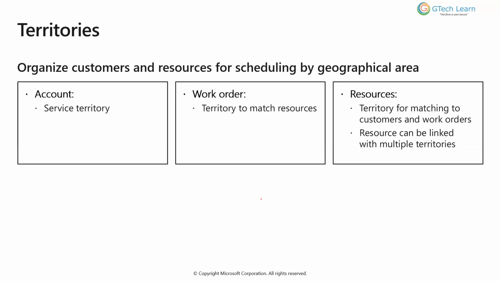So what is a territory? A territory is a kind of division of my geographical area. Like I have a geographical area like the US or maybe India. So these are countries. We know that these are the countries, and inside the countries, if I want to divide them into smaller parts, we can create territories for it.